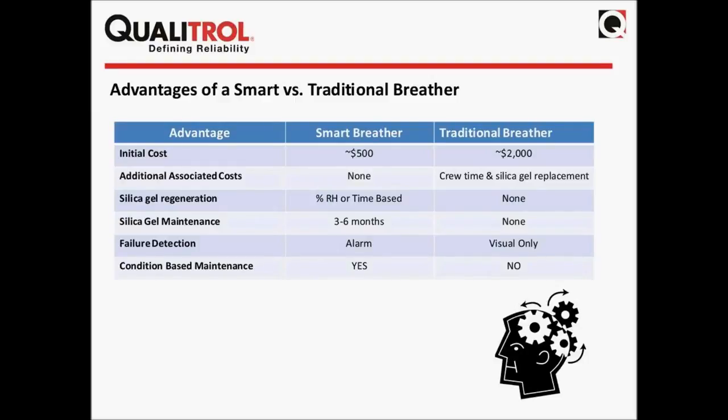The silica gel on a smart breather is percent RH or time-based. On a traditional breather, again, there is only visual indication. On a traditional breather, there is maintenance every 3 to 6 months. On a smart breather, there is no additional maintenance. There are alarms on a smart breather. It's only visual indication on a traditional breather. And then we'll talk a little bit about condition-based maintenance and what it is. A smart breather can fit into your condition-based maintenance program where you don't have to go out to the transformer all the time. We'll discuss what that means in a next slide.